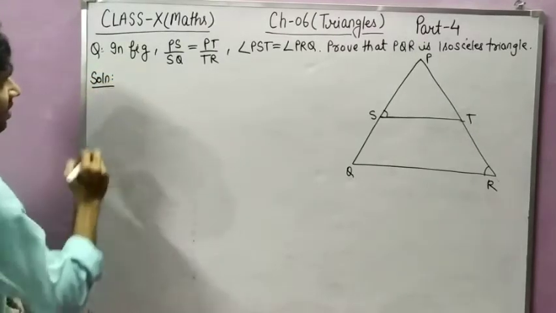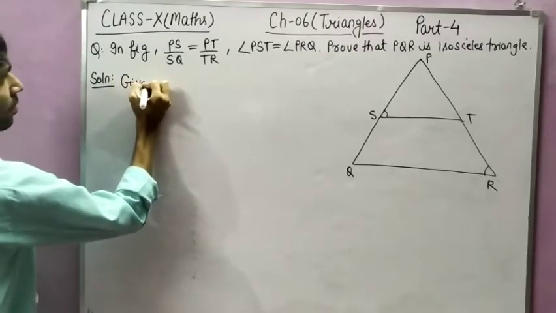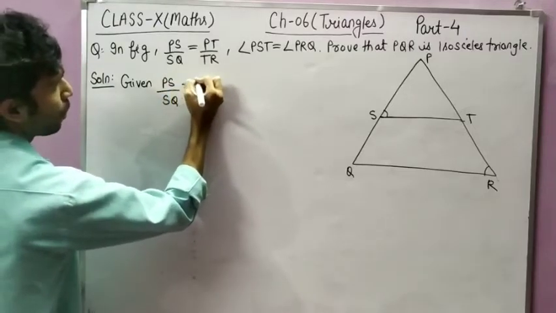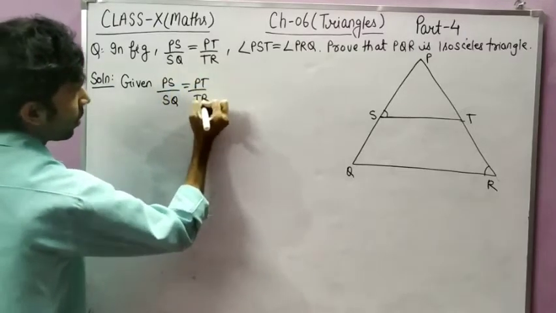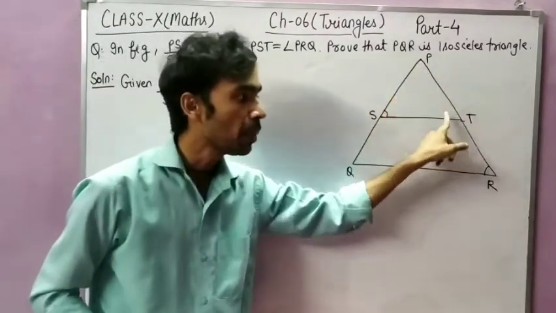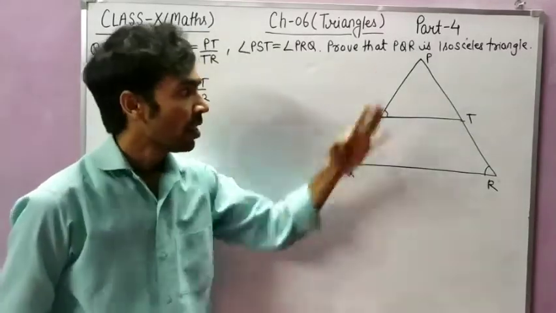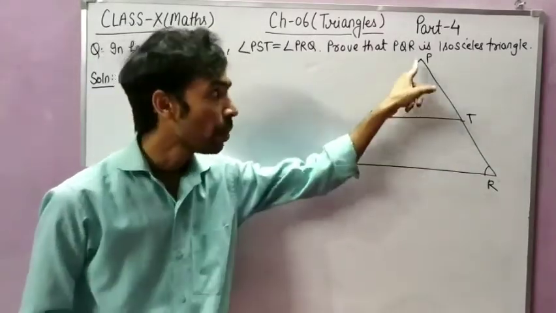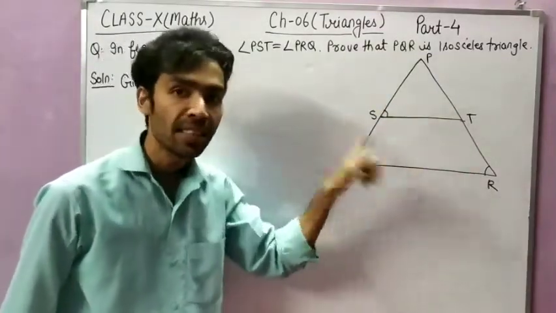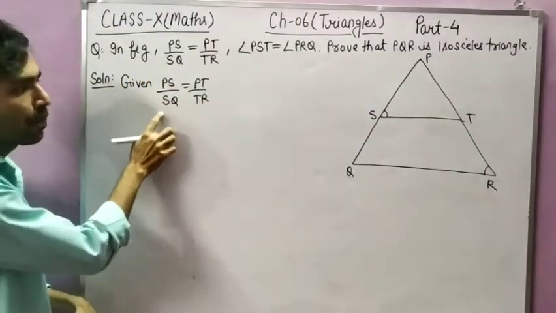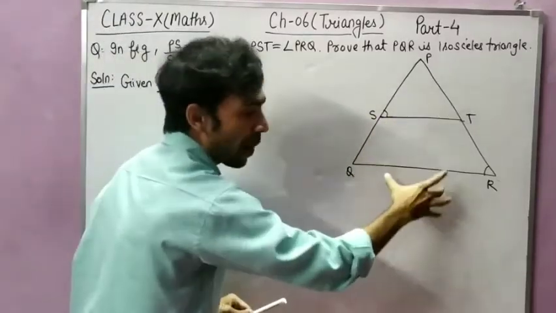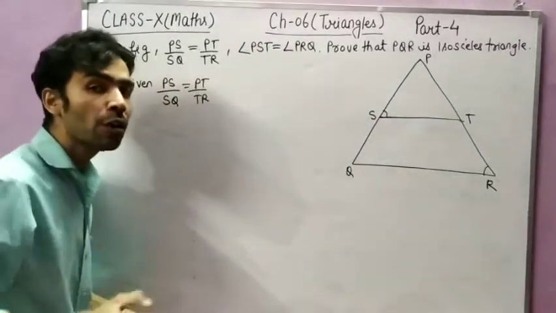What is given? Student, what is given? PS upon SQ is equal to PT upon TR. ठीक है. Now see, PS upon SQ is equal to PT upon TR. See, this is happening in which triangle? This is happening in triangle PQR. So if a line divides the other two sides in the same ratio, see, the ratio is given, PS upon SQ is equal to PT upon TR. So this line will be parallel to QR by the concept of converse of Thales theorem.